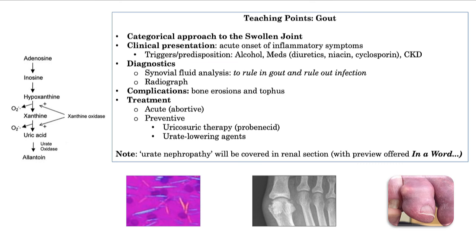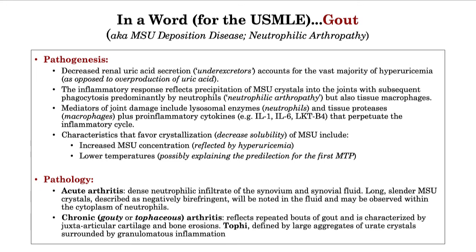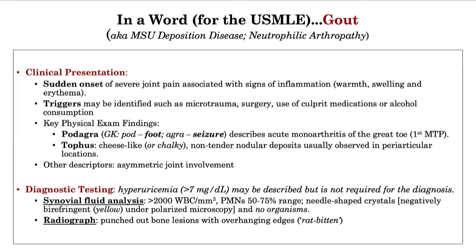In this presentation, we continued our categorical approach to the swollen joint, identifying triggers and predispositions to gout. We looked at the key diagnostics, including synovial fluid analysis and the radiographic description. We reviewed the complications of gout, including bone erosions and tophi, and we focused on the therapies, drawing the important distinctions between acute abortive and preventive therapies. The only curriculum item not reviewed in this presentation was the topic of urate nephropathy, which will be reviewed in the renal section. So I will slowly scroll through in a Word document.